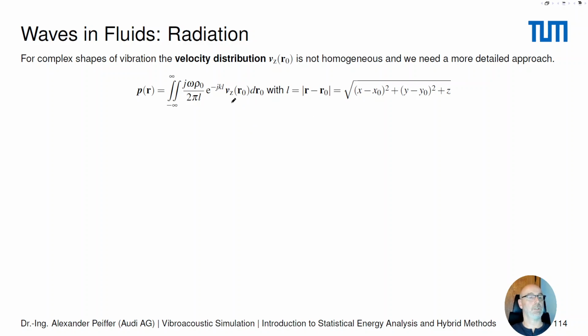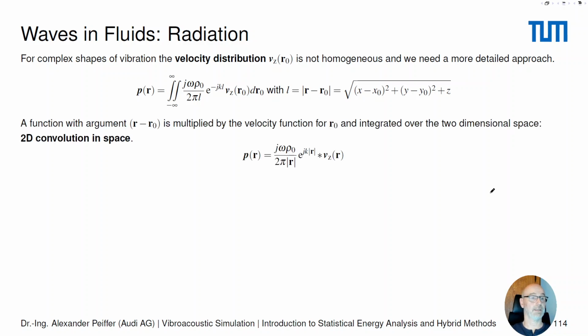If you see here, the L term is R minus R0. So it looks somehow similar to one of the convolution arguments. And here the velocity is only an argument of R0. So what does that mean? That means that this expression here is nothing else than the convolution in the two-dimensional space. So we can write the Rayleigh integral as the convolution of the Green function, a modified Green function, a generalized Green function of our half space, convolved with the velocity distribution.